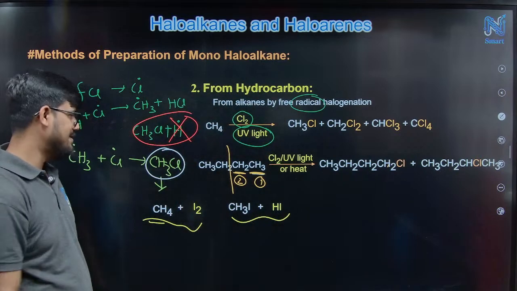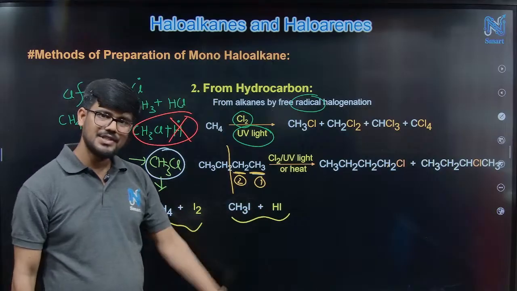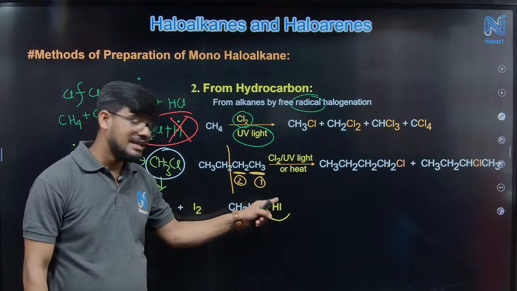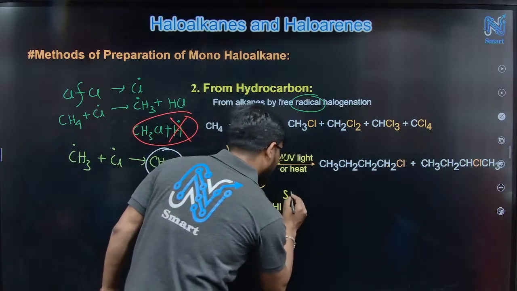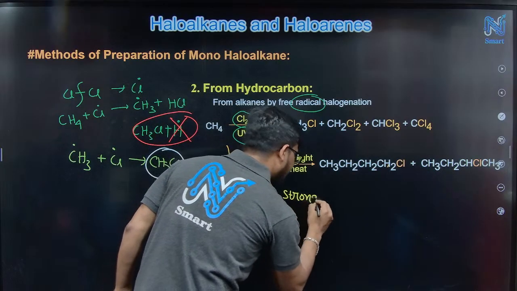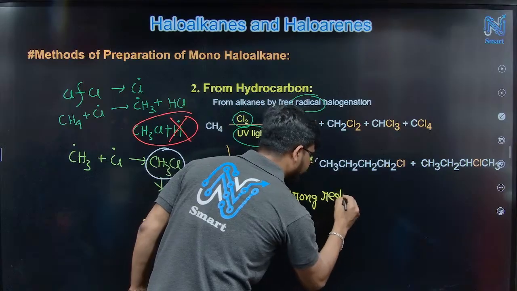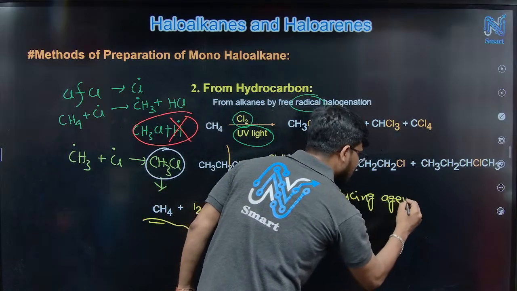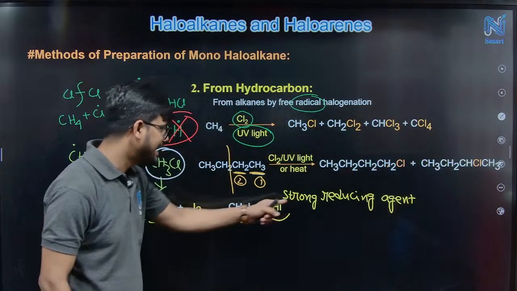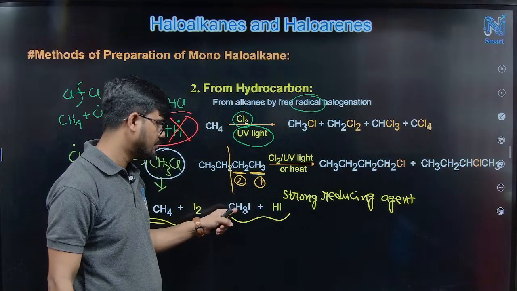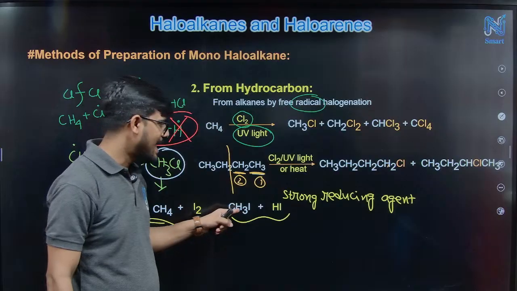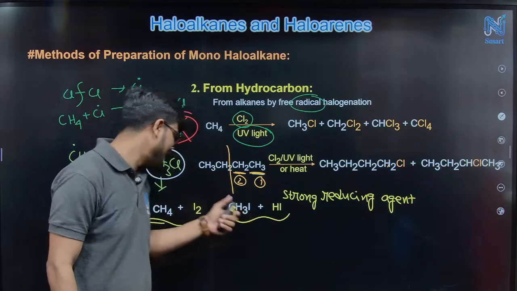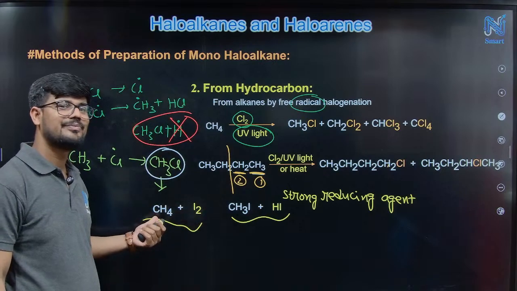But the problem is, if you carry out this reaction, this HI is a strong reducing agent. Strong reducing agent. That means it will reduce this CH3I, and this HI will convert this CH3I into CH4.